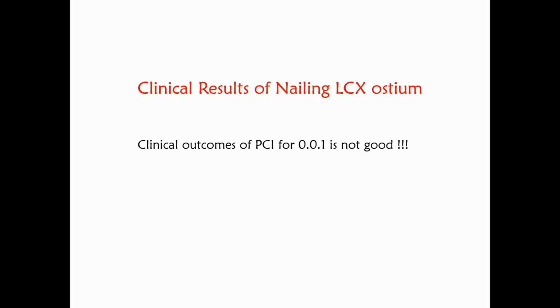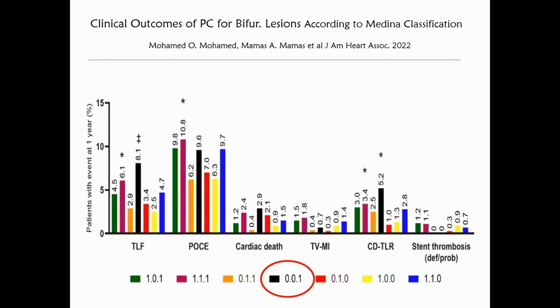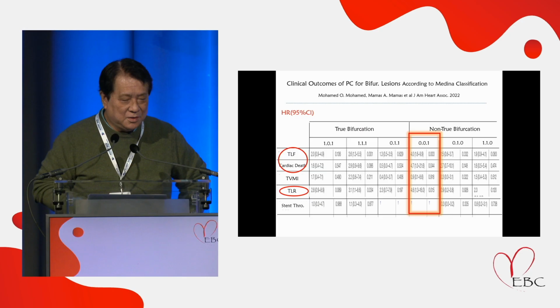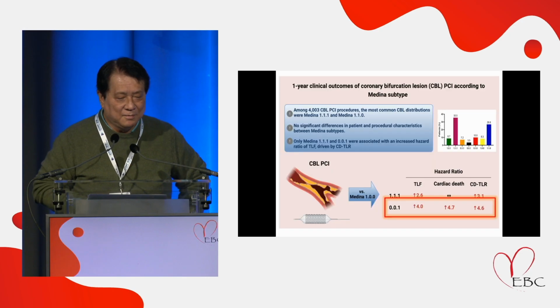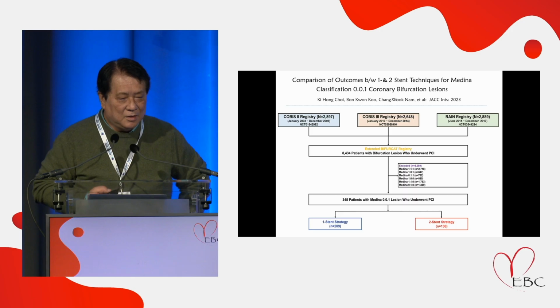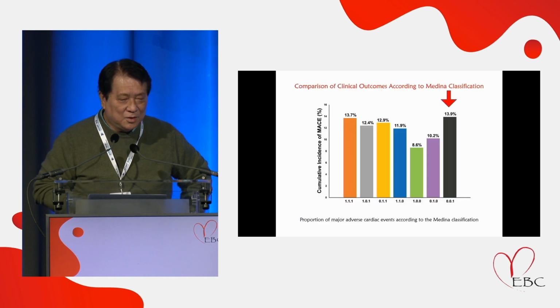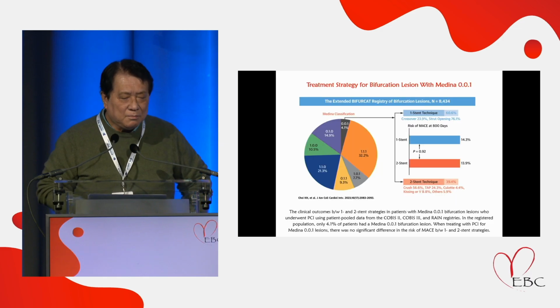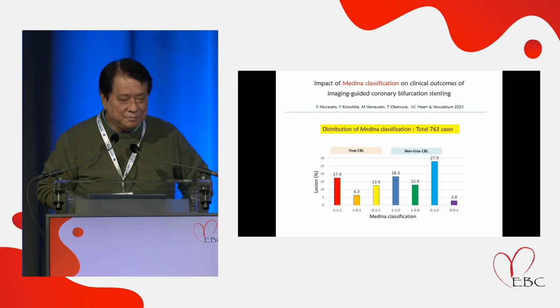Clinical result. The clinical result of PCI for 0,0,1 is not so good. This is a paper from Mamas, in JAHA, showing that the clinical result of 0,0,1 is worse: TLF, cardiac death, TLR are worse. And this is very great, the Asian registries, the Korean registry, the Kobe registry. They show a comparison of clinical outcomes according to Medina classification, and 0,0,1 is worse, even with one stent or two stents.